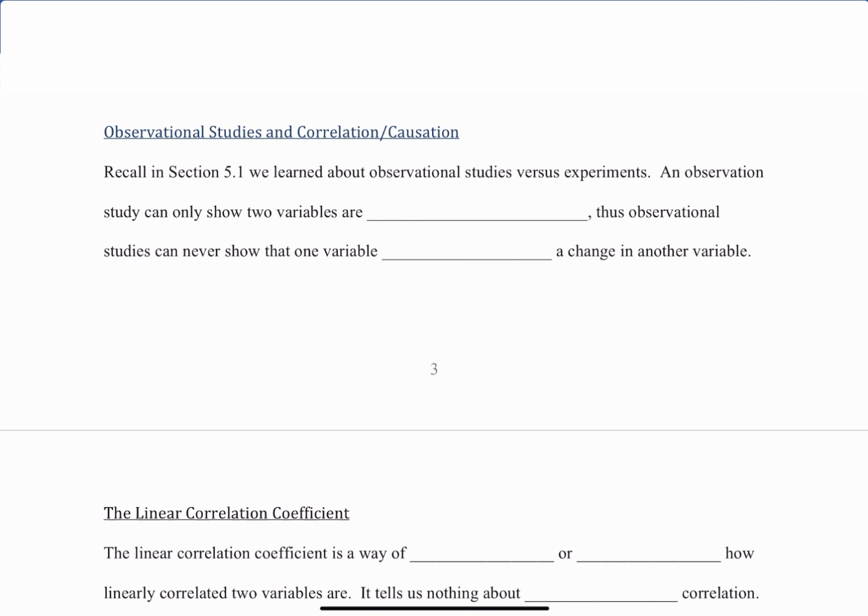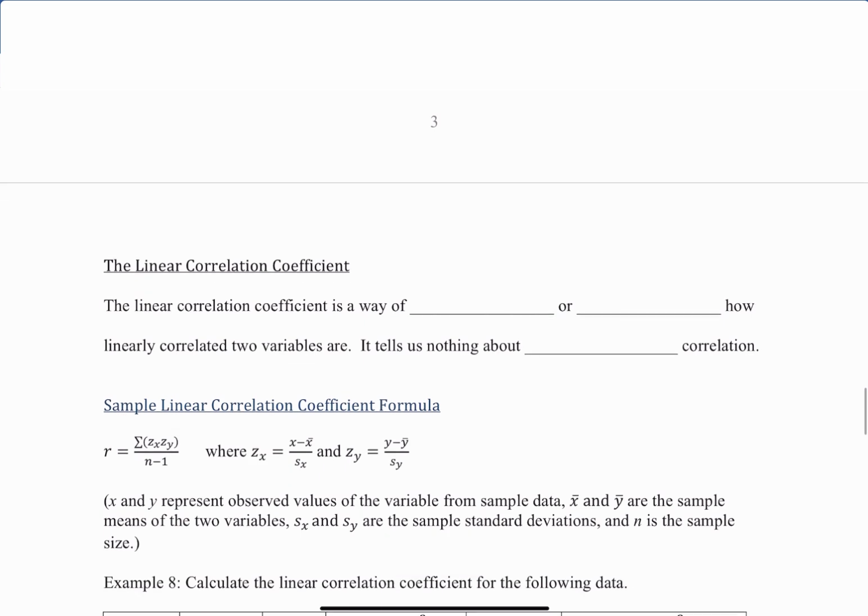Now, an observational study can only show two variables are correlated. And remember, correlation does not show causation. So observational studies can never show that one variable causes a change in another variable. And that's one of the reasons experiments are so important. Experiments can actually show, or at least provide evidence, that there's a causative effect between two variables. Okay, with that said, let's go on and talk some more specifically about linear correlations.